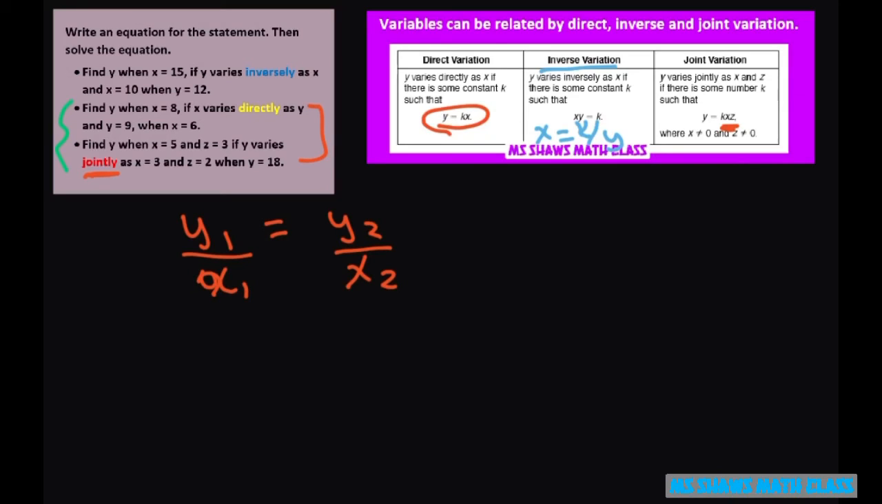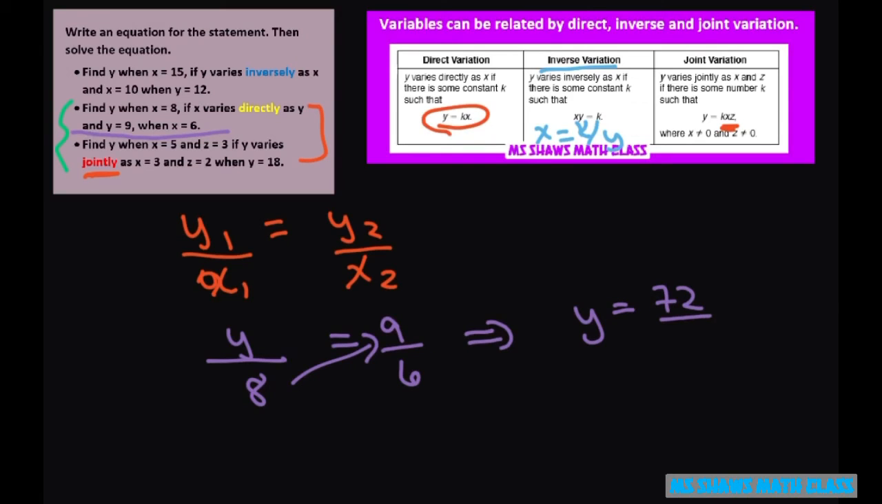All right, so now let's fill everything in. That's going to be y divided by 8 equals 9 divided by 6. So if you just cross this up, y equals 72 divided by 6, which equals 12. And that's the answer you're looking for for direct variation.